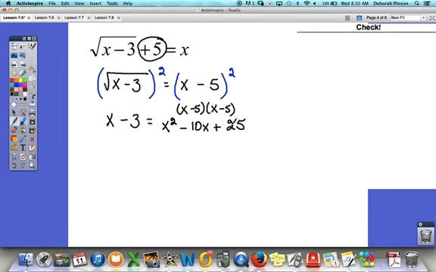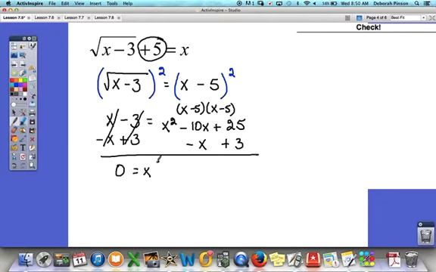Now this time you'll notice it's a quadratic. So I'm going to have to get everything on one side of the equal sign and either solve by factoring or quadratic formula. So I'm going to move my x over. While I'm at it, I'll go ahead and move my 3 over. I'm going to get everything on one side of the equal sign. So I have x squared minus 11x plus 28. And then I'm going to try to factor this thing.